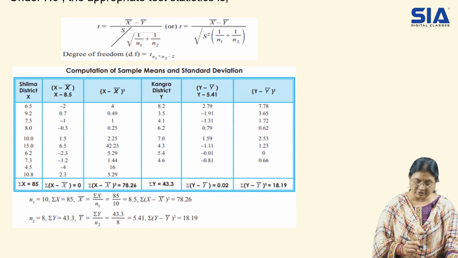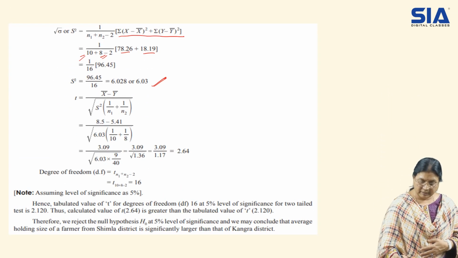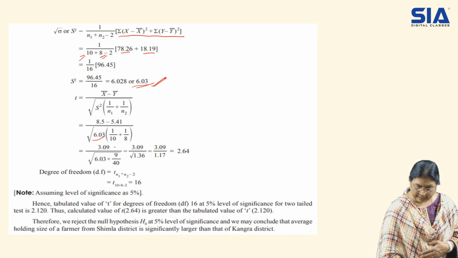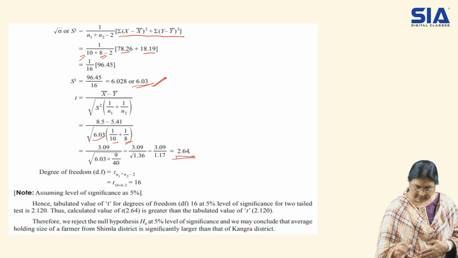Now the formula we have seen is t is equal to x bar minus y bar. Now we have found s square, so we have to substitute in the formula. x bar minus y bar is 8.5 minus 5.41. Then s square we have already calculated as 6.03, so I have substituted it here. Then 1 by n1, which is 10, and n2 is 8. When we simplify this, we get 2.64.